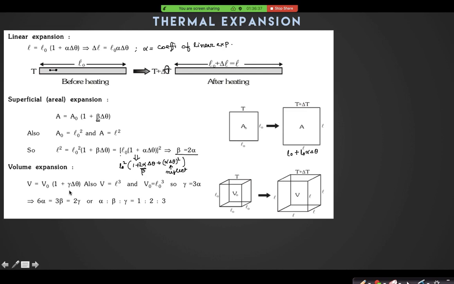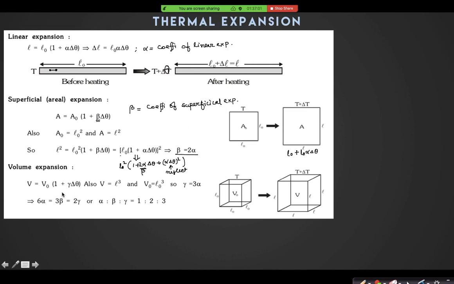Similarly, for volume you were calling it beta. So what is beta? 2 alpha. Beta is the coefficient of superficial expansion, superficial or surface expansion, areal expansion.